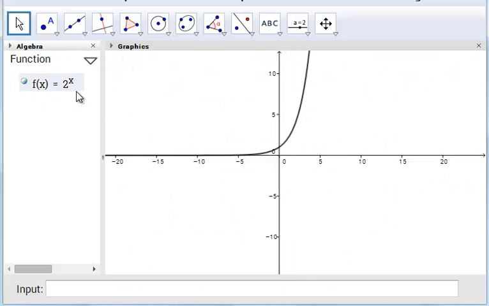Here I have a graph of y equals 2 to the power of x. If I draw in a graph of y equals minus 2 to the power of x, we can see that basically it's flipped the graph upside down.